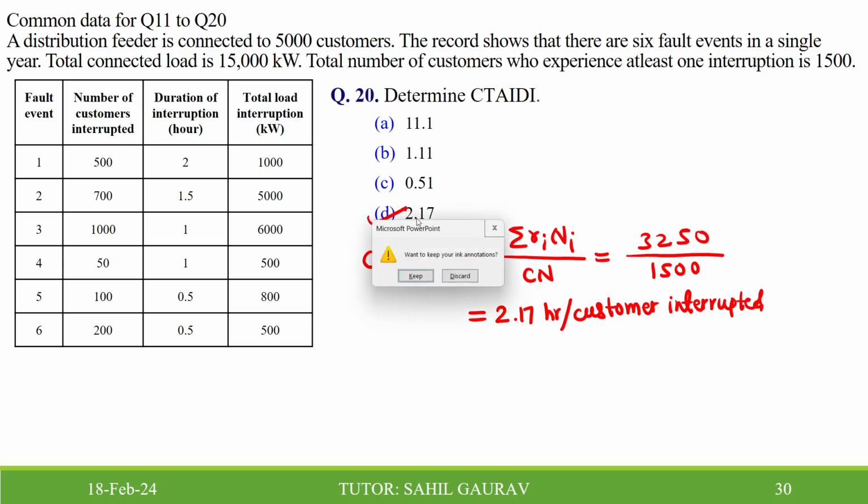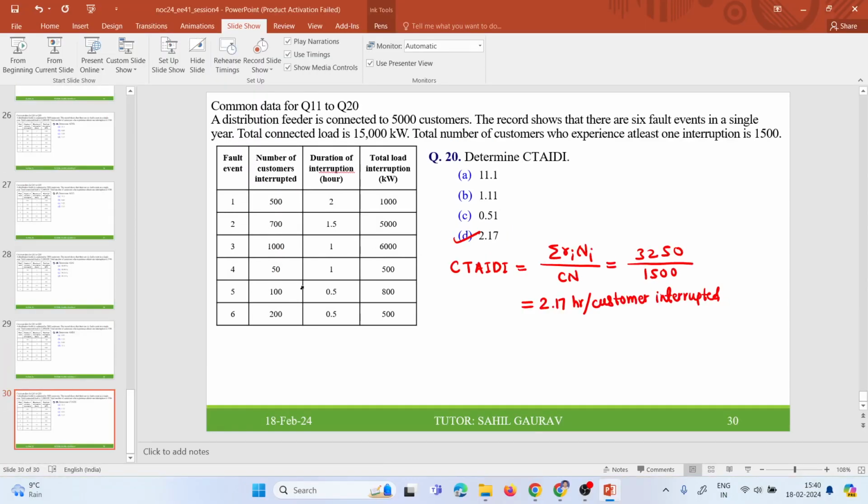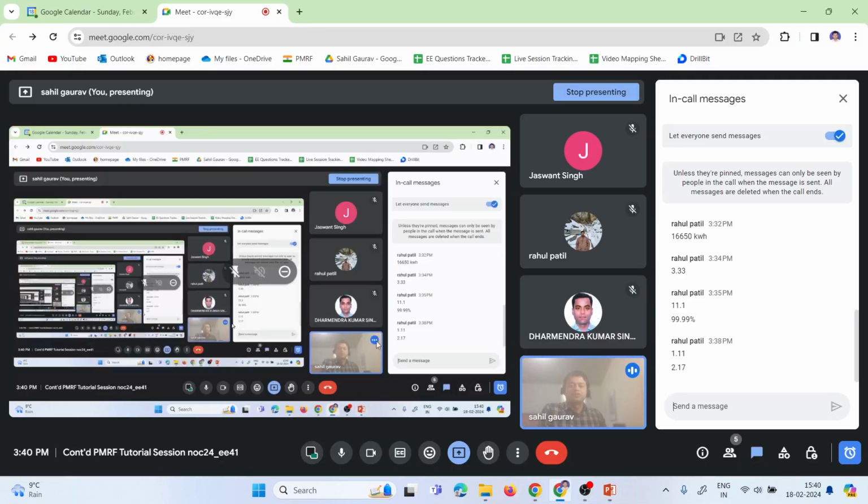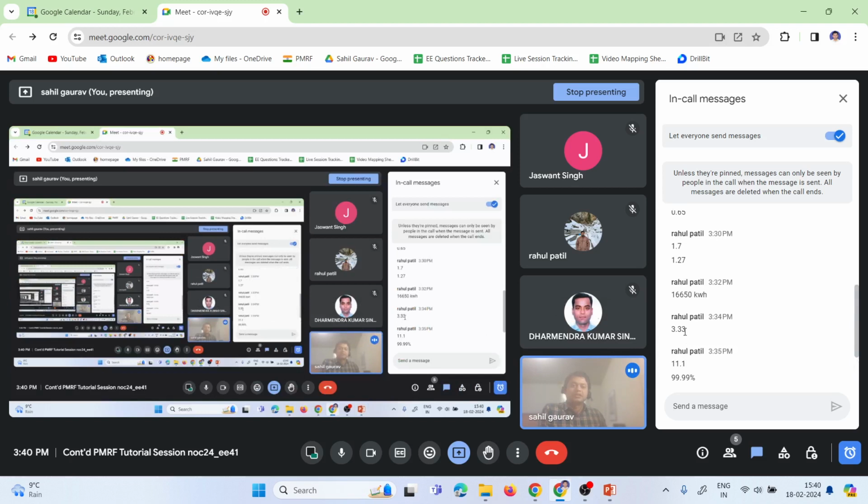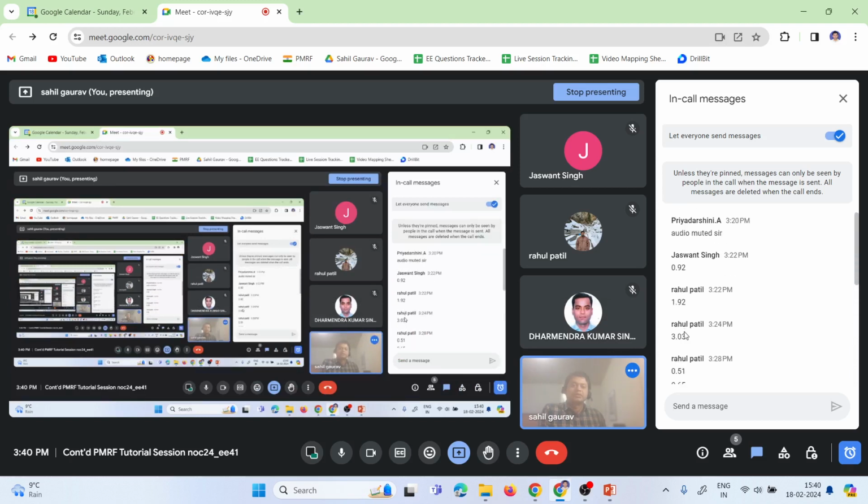So we have solved 20 problems, basically all based on the expressions. You need to remember the expressions, how they are coming, and that will be helpful in solving the problems. Yes, Rahul Patil, you are getting the correct answer everywhere. Very nice, very good.